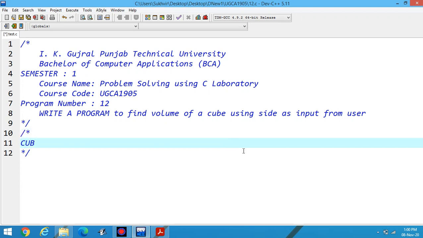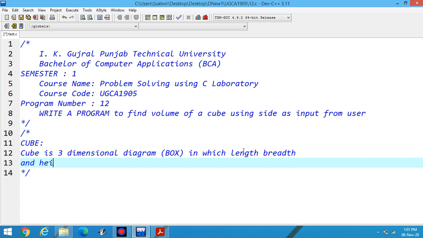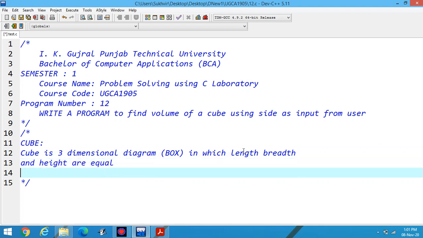Now, what is the meaning of cube? Cube is a three-dimensional diagram, or you can say box, in which length, breadth and height are equal. This diagram is known as cube.